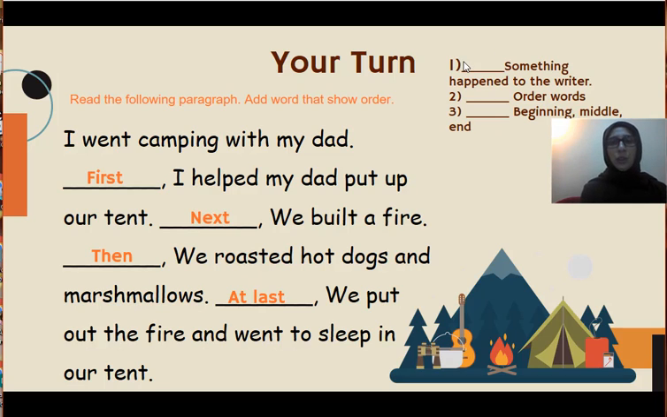Now here I want you to check if this is a personal narrative. Are we talking about something that happened to the writer? Yes, it is. Number 2, do I have order words? Yes, I have. First, next, then, and last. Does it have a beginning, middle, and end? Yes. The beginning is I went camping with my dad. In the middle, I have the first, next, and then steps. And the ending was, at last, we put out the fire and went to sleep in our tent.